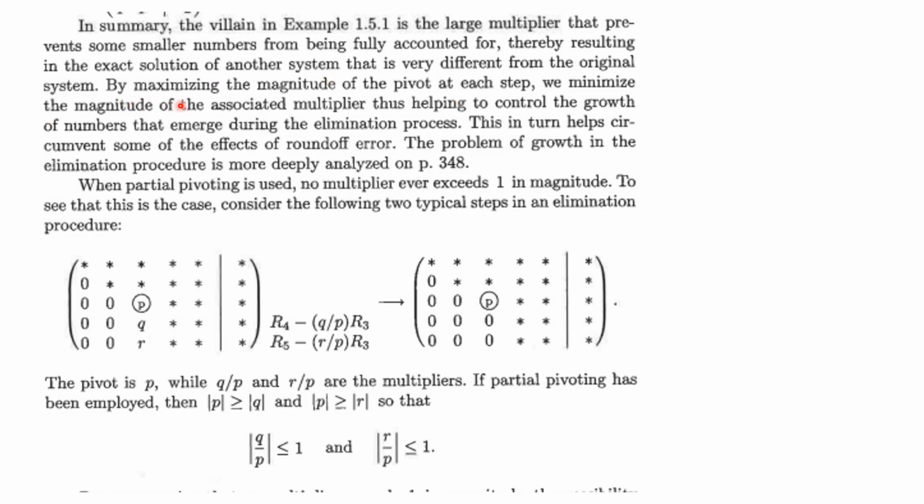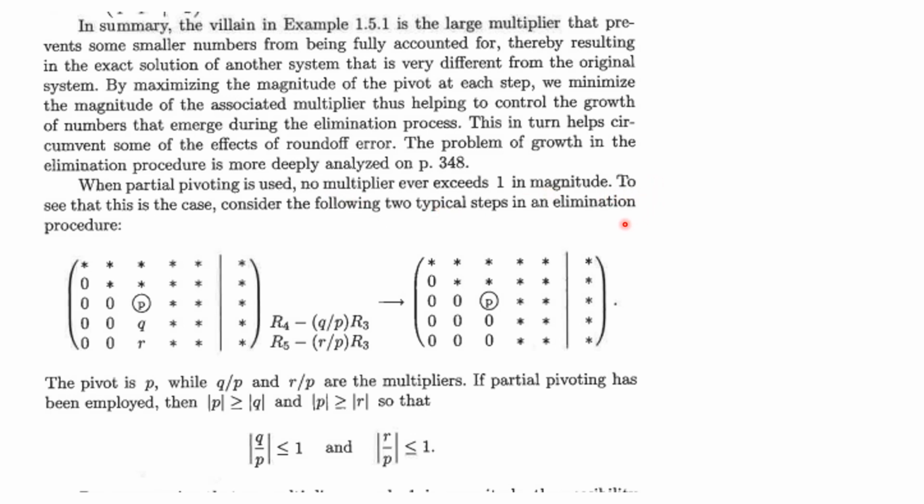By maximizing the magnitude of the pivot at each step, we are minimizing the magnitude of the associated multiplier, and that helps to control the growth of numbers that emerge during the elimination process. This in turn helps circumvent some of the effects of round-off error. And we can discuss this more later, perhaps. We'll see how the term goes. But when partial pivoting is used, no multiplier ever exceeds 1 in magnitude.